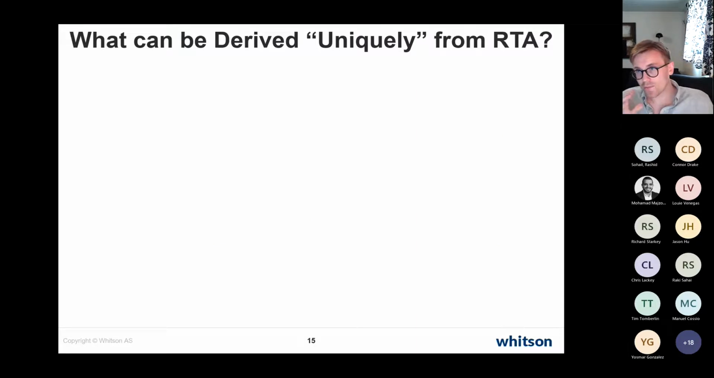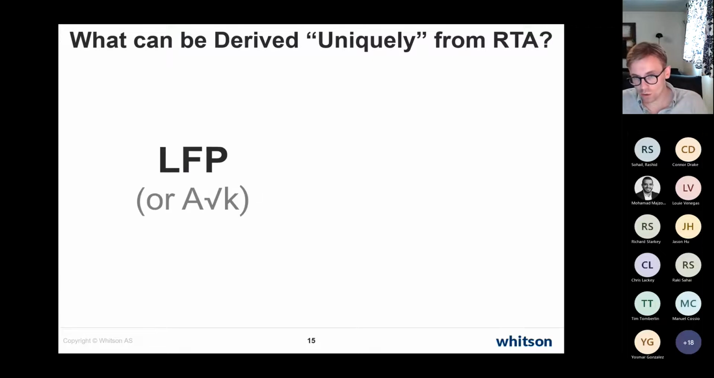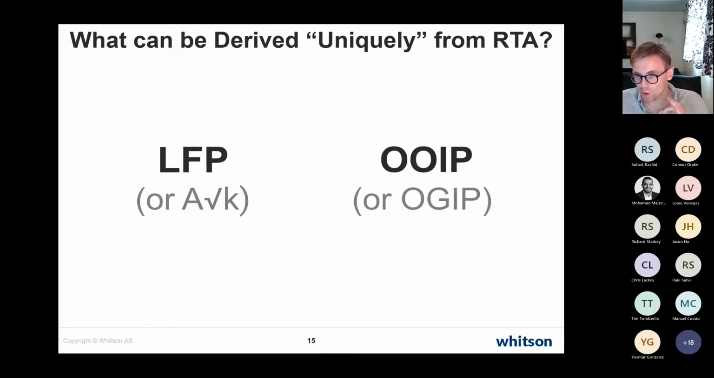The second thing is, okay, it's very important to understand the flow regimes, but it's also important to understand what we can uniquely derive from RTA. The one thing that I mentioned already is the productivity term, the LFP term, the A root K, that you will use interchangeably throughout this course. So linear flow parameter, LFP, and A root K, same thing. The second thing is the contacted oil or gas in place. That's how much of the reservoir, after a completion job, we're able to contact.